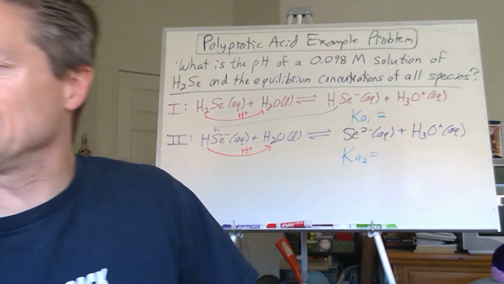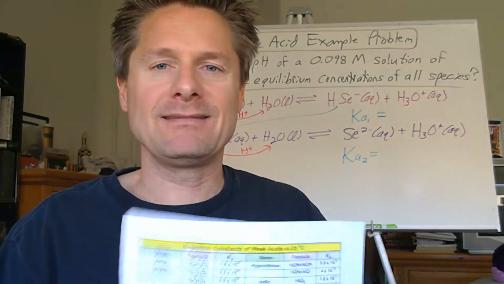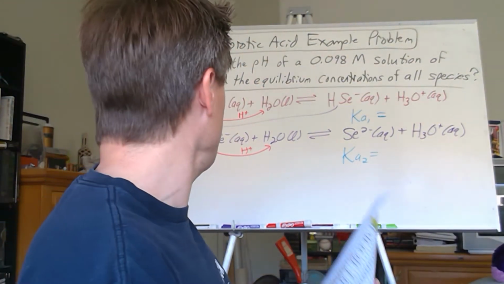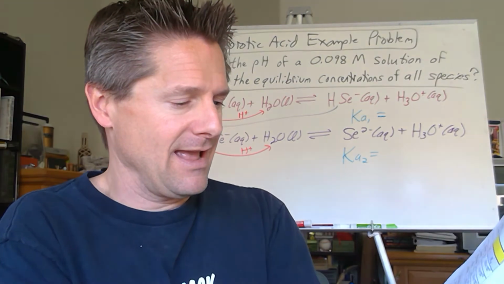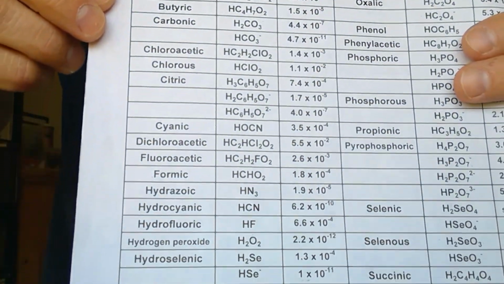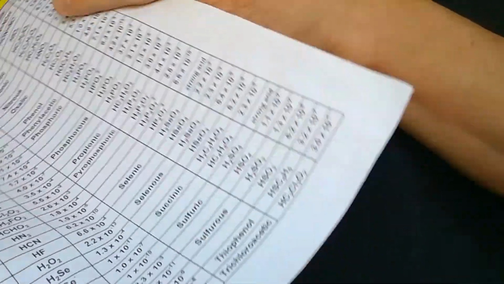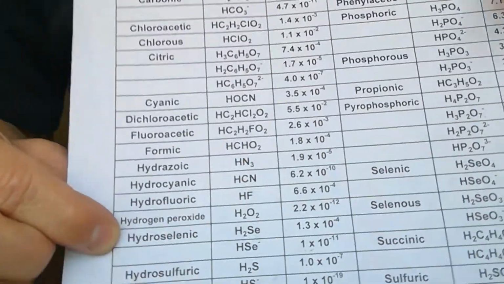Let's get our trusty, dusty Ka table, or acid ionization constants. And this is hydroselenic acid. So take a look in alphabetical order. Keep going, keep going. Hydro, I'm trying to look upside down. Where are you, my friend? I think that's it right there.